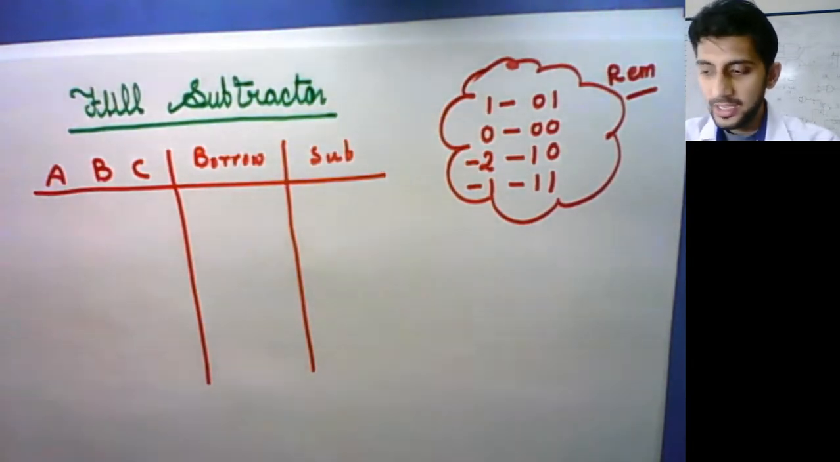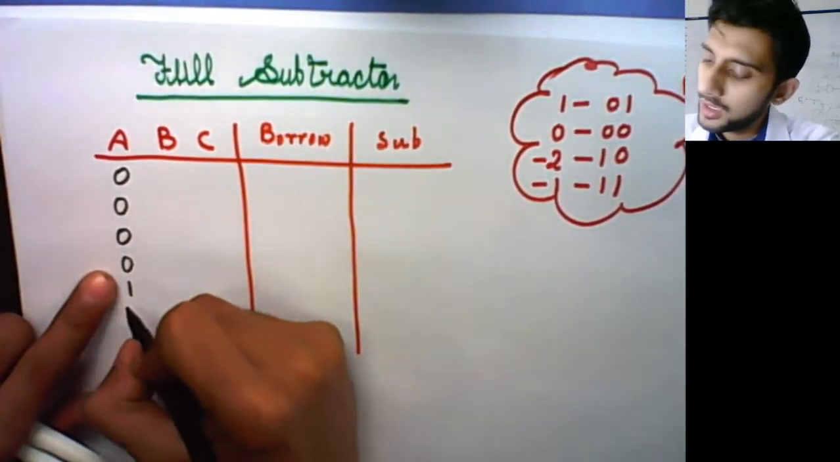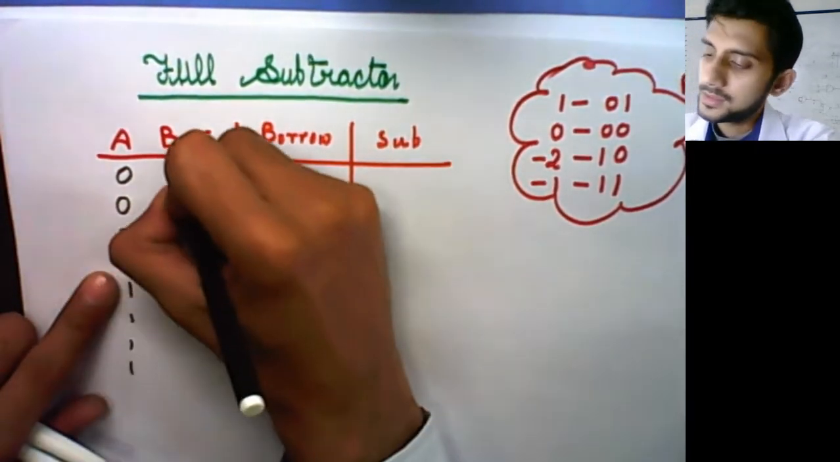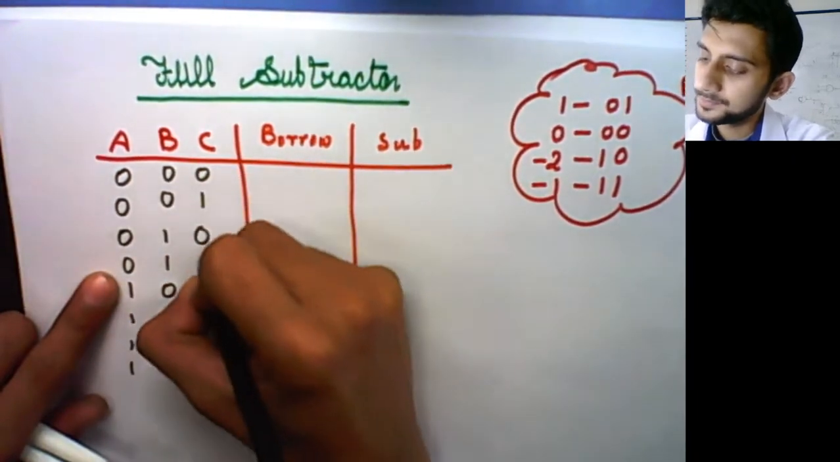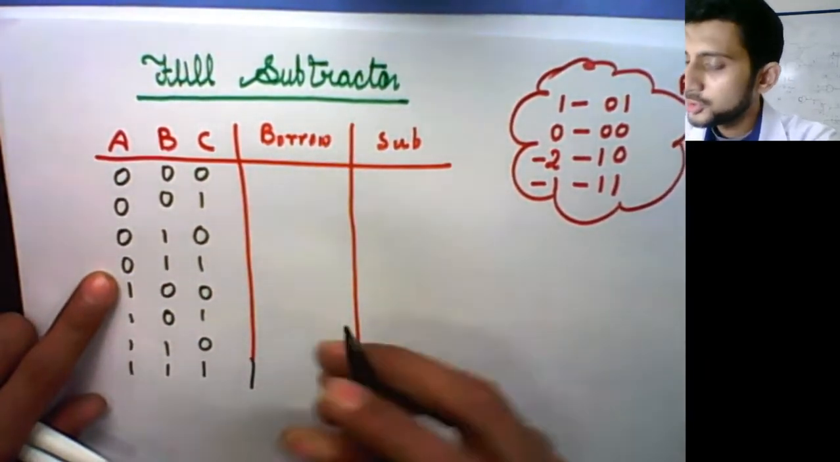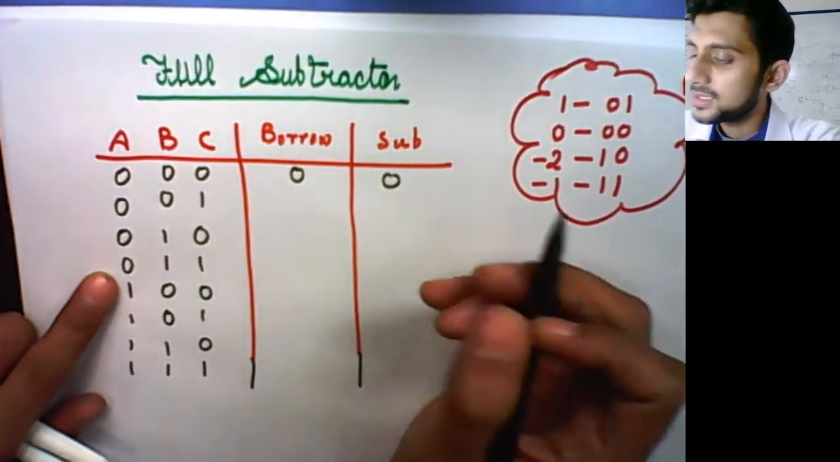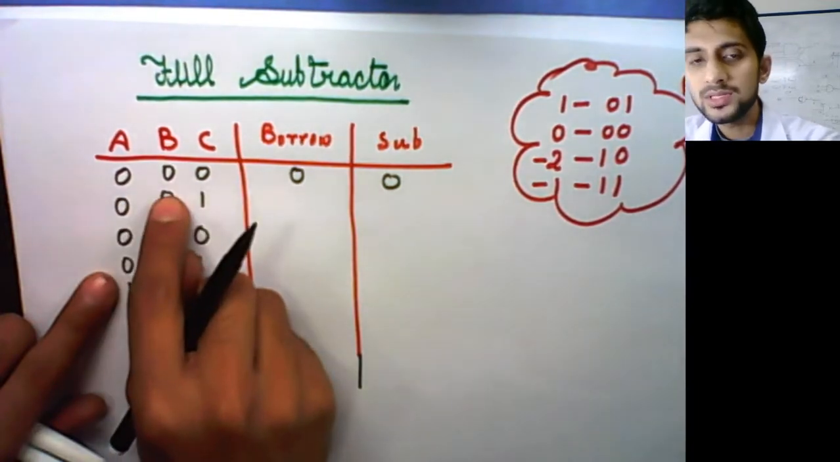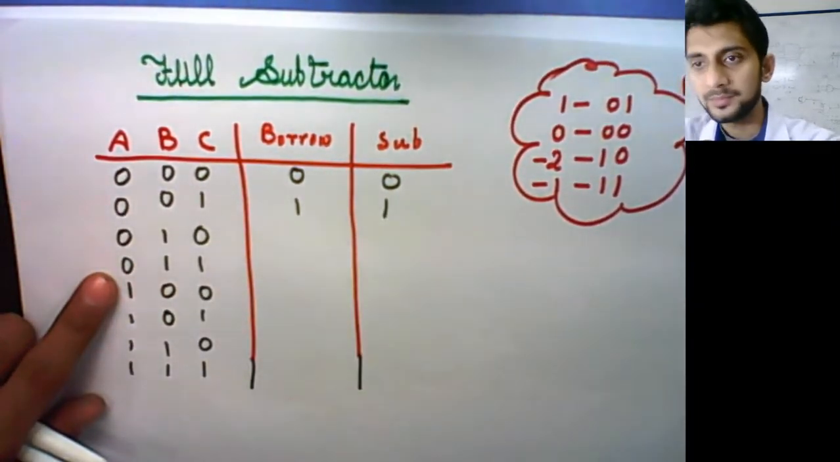Now the input combination can go like this: 0 0 0 0 1 1 1 1 0 0 1 1 0 0 1 1 0 1. Fine. So because 0 minus 0 minus 0 is 0, I have to write 0 0 as answer. 0 minus 0 is 0, and then 0 minus 1 is minus 1. Minus 1 is represented by 1 1 in 2's complement.